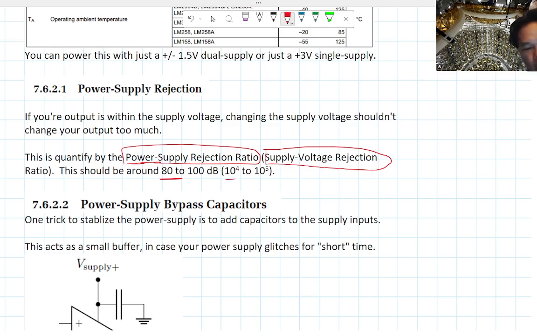So that's going to be 10 to the 4 to 10 to the 5, right? And that will give you a substantial rejection in case there is a little glitch in your power supply, and therefore it doesn't affect your output. The way the op-amp does this is by basically adding a little bit of capacitance inside your operational amplifier.